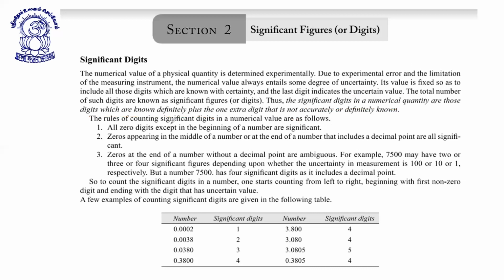So, what are the rules for writing significant digits? Rule one: all non-zero digits are significant, and zeros are significant except in the beginning of a number. For example, in 078, the 78 is significant, but the 0 is not significant. Next, second point.